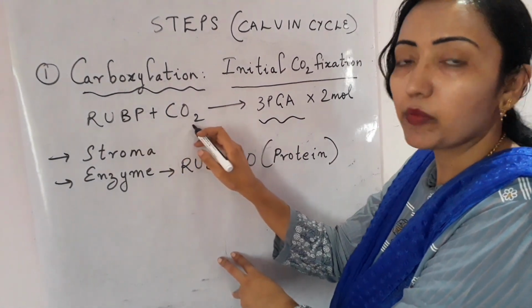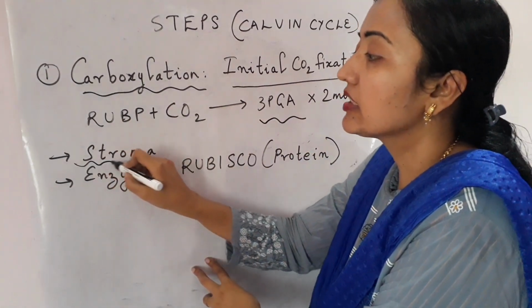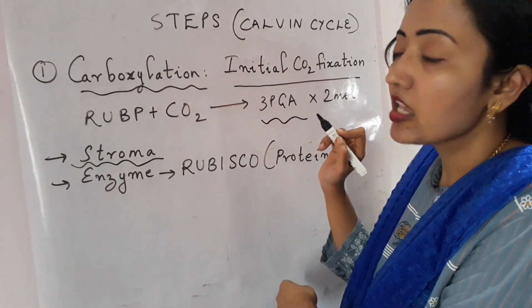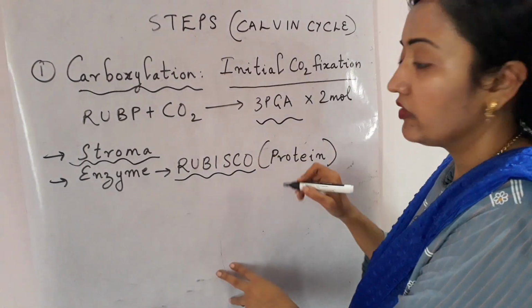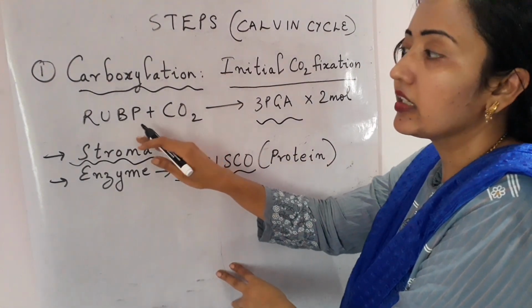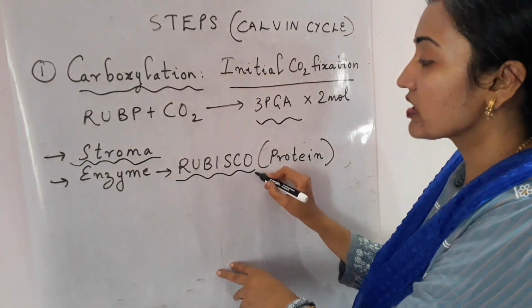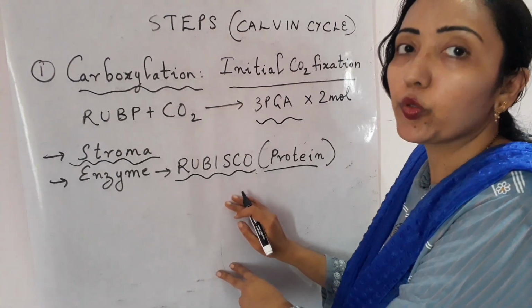RUBP combines with carbon dioxide to form 3-PGA, and this process takes place in the stroma of the chloroplast. The enzyme involved is Rubisco, which helps in this process, and this is the most abundant protein on the earth.